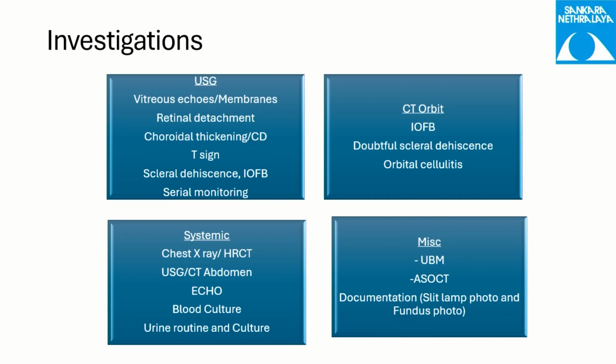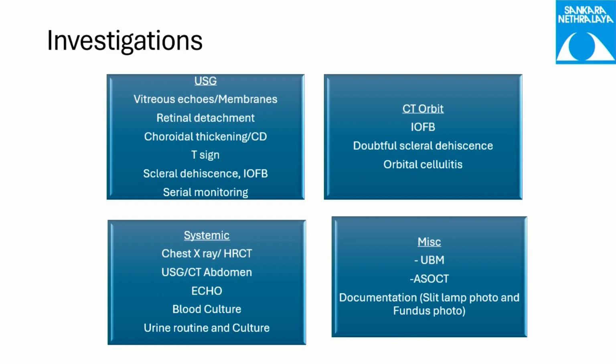So there we look for T sign whenever we feel clinically the patient is worsening. Also, sometimes CT orbit when we are not sure of the foreign body, when the dehiscence is doubtful. But in endophthalmitis, we directly go in, we don't wait for CT, but still it could be helpful in certain situations. Also, when the patient presents with severe proptosis, periorbital edema, it will be important to rule out a component of orbital cellulitis as well.